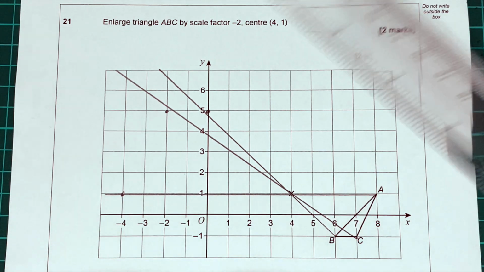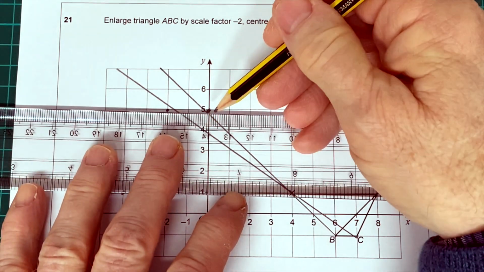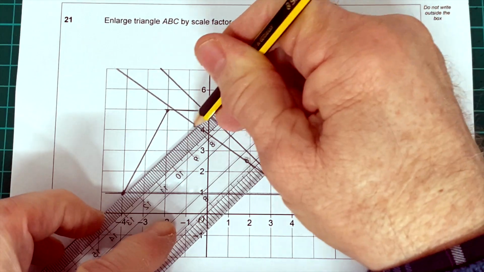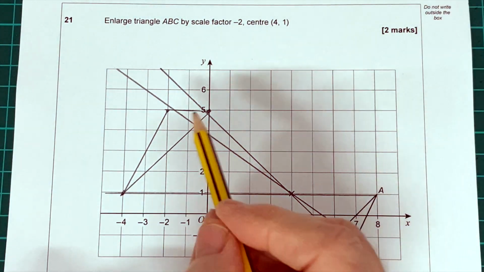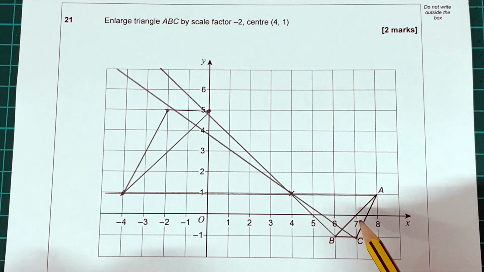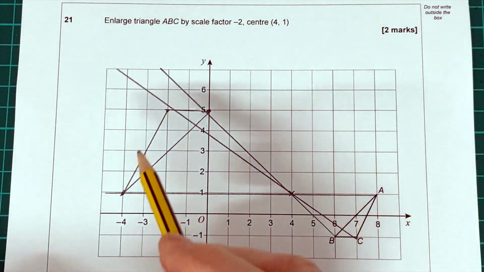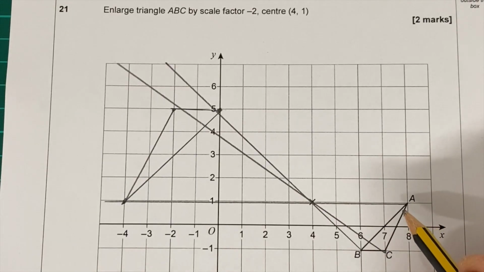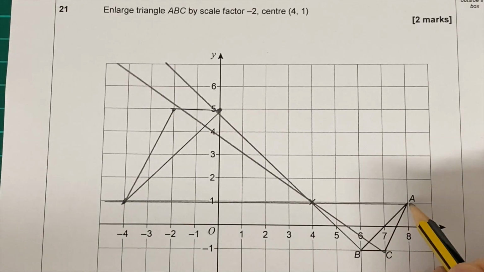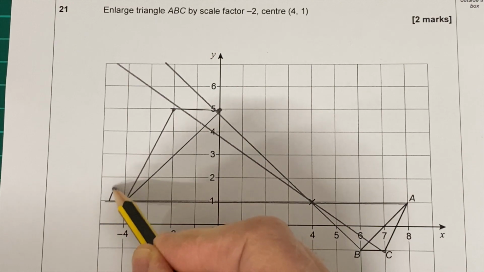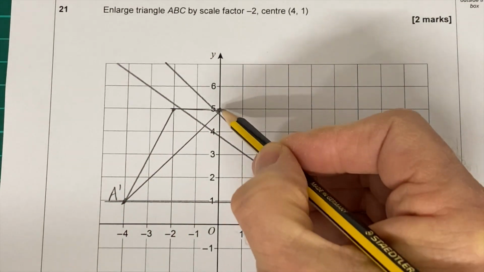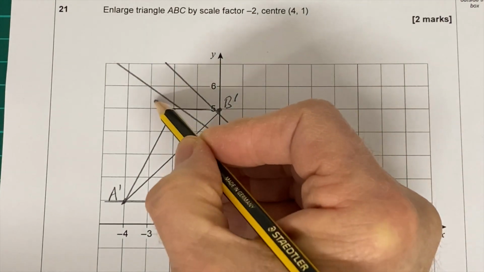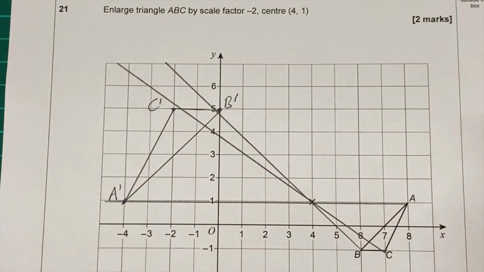But now let's join those 3 points and see how it's looking. And it is 2 wide. It is the same shape, but flipped and twice as big. And we really should label the points of the new triangle. That's matching to A, so that's called A dashed. Going from B to there, that's going to be B dashed. And C is to there, so that is C dashed.